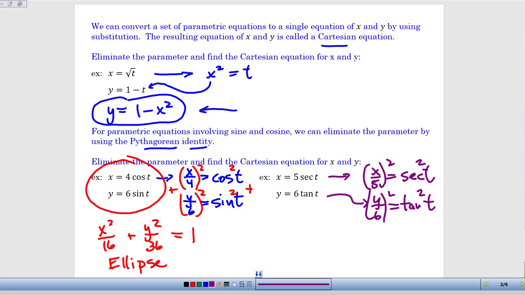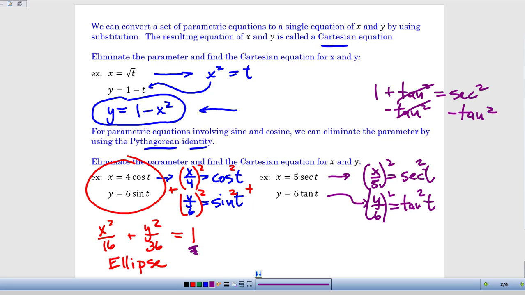But this time we are not going to add the equations together like we did on the previous one, because the identity is different. If we recall from our Pythagorean identities, we have 1 plus tangent squared equals secant squared. In order for me to get rid of those secants and tangents and turn it into a 1 like we did in the previous one, I need to isolate 1 in this identity. So I'm going to subtract tangent squared from each side, and now I've got secant squared minus tangent squared equals 1.